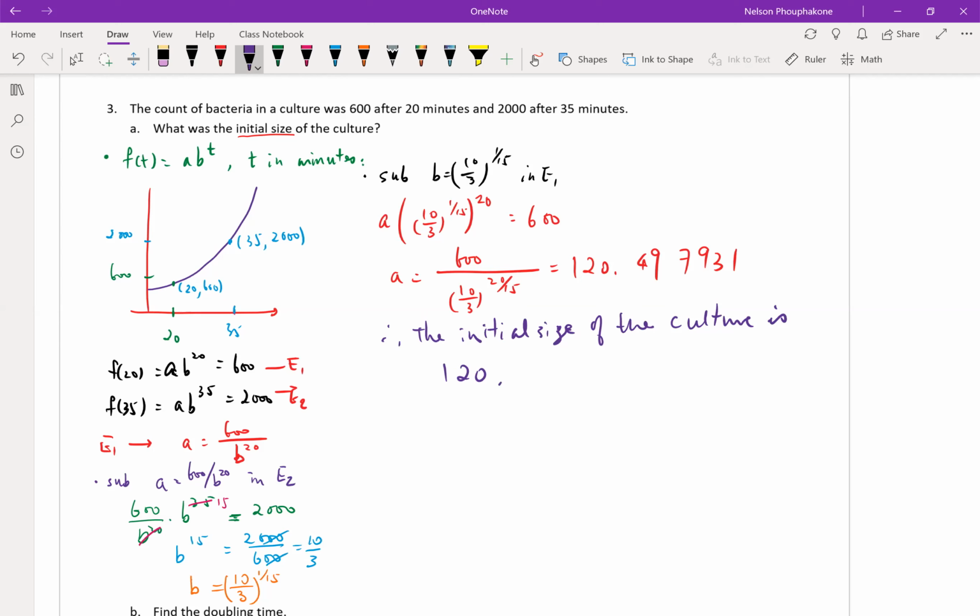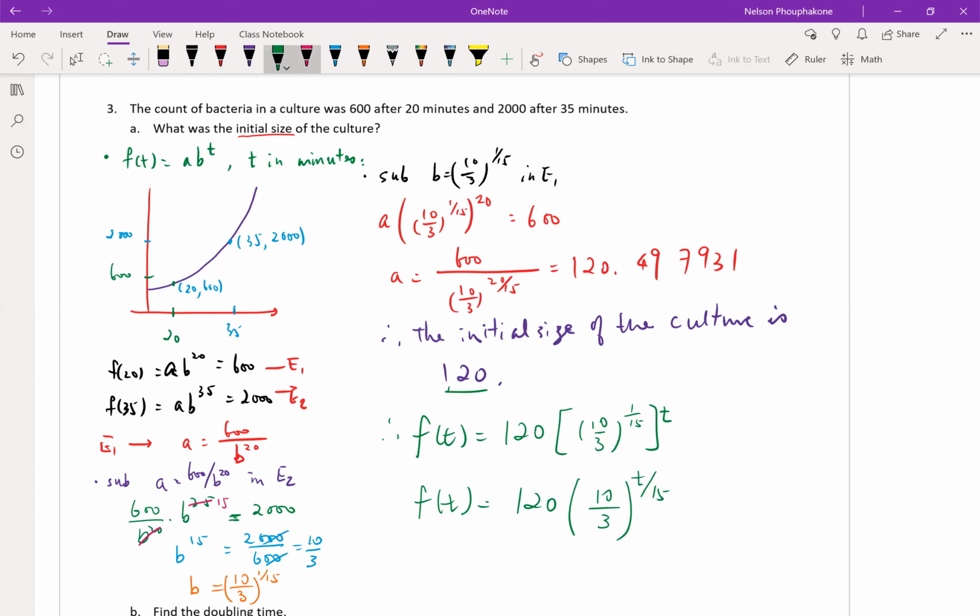Okay. So then how about the model? If my initial is actually 120, then the model that I'm going to write down is 120 times 10 over 3 raised to the power 1/15, raised to the power t. And now I'm going to simplify this. And this is actually my model now.